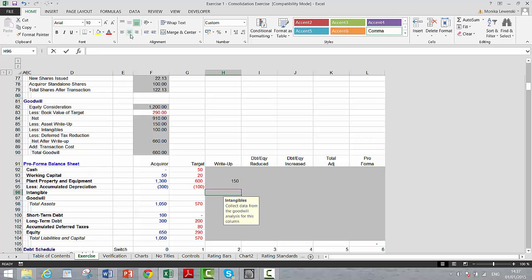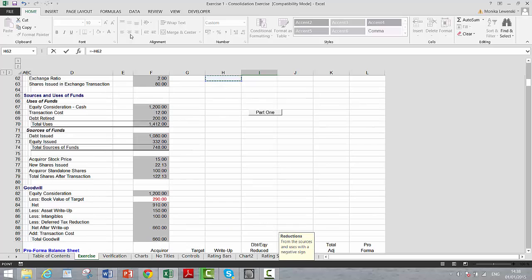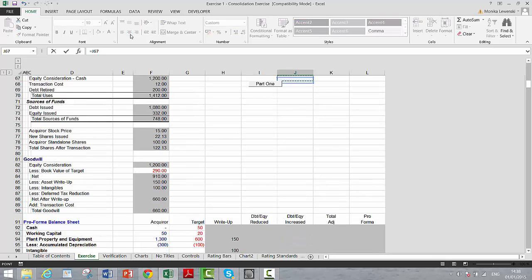What else? Our intangible got a write-up of 100. Okay, and our goodwill ended up to be 660. We could do a subtotal here, but let's do a subtotal for all the adjustments. And then when we go to our long-term debt, we put a minus sign on the amount in the sources and uses for the debt retired. And then we can put an equal sign and go to the debt issued.